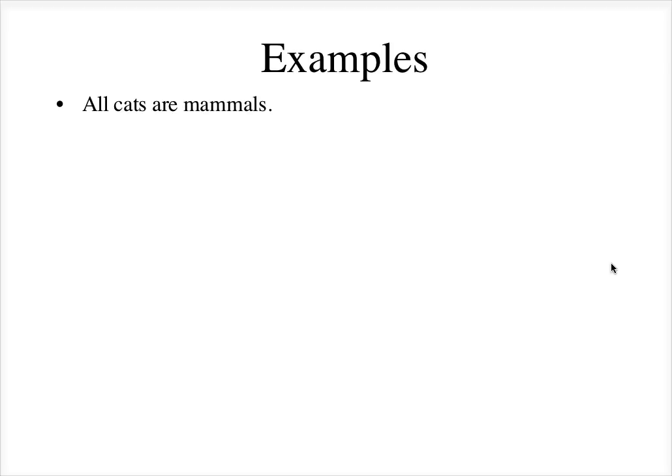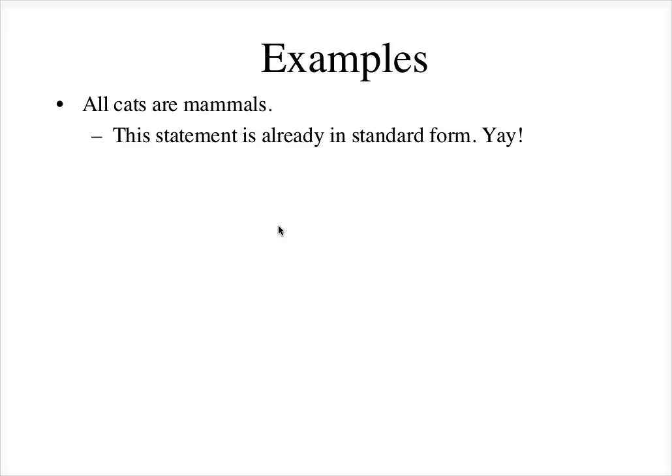So, for example, let's take the statement, all cats are mammals. This statement is in standard form. We have our quantifier, then our subject term, cats, the copula, are, and the predicate term, mammals.